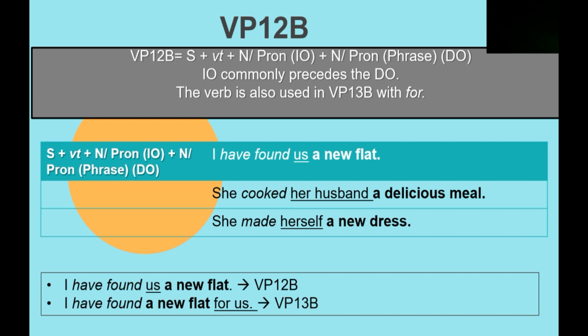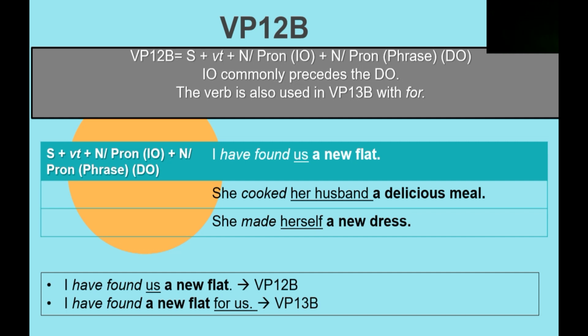Next one, we have VP12B. The formula is subject plus VT plus noun or pronoun IO plus noun or pronoun phrase DO. It's actually similar to the previous one, and IO commonly precedes the DO. So what makes it different then? Okay, the point is that VP12B is equivalent to VP13B with the preposition for.